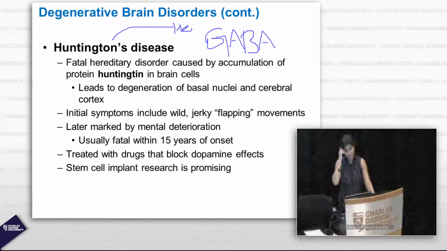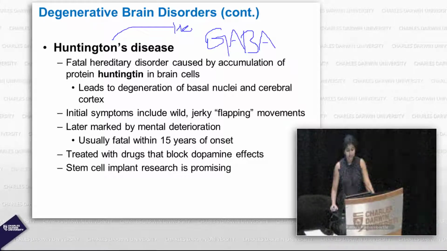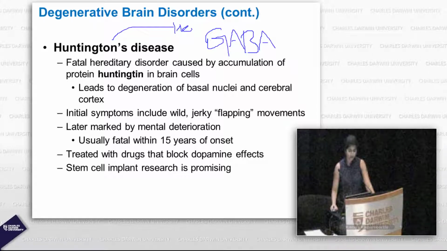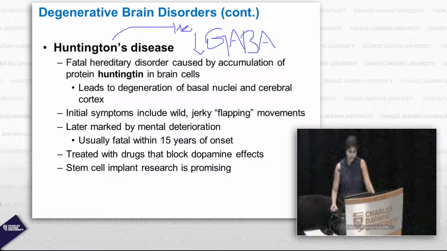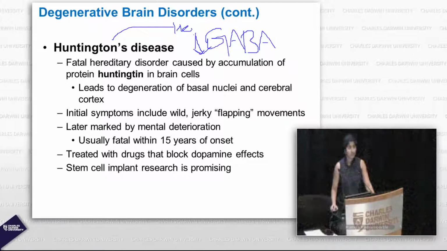Again affects your basal nuclei. This is mainly because of loss of GABA neurotransmitter. So GABA is a very important neurotransmitter that is important in controlling your motor activities. Okay. So if GABA is lost, they cannot control their motor activity.